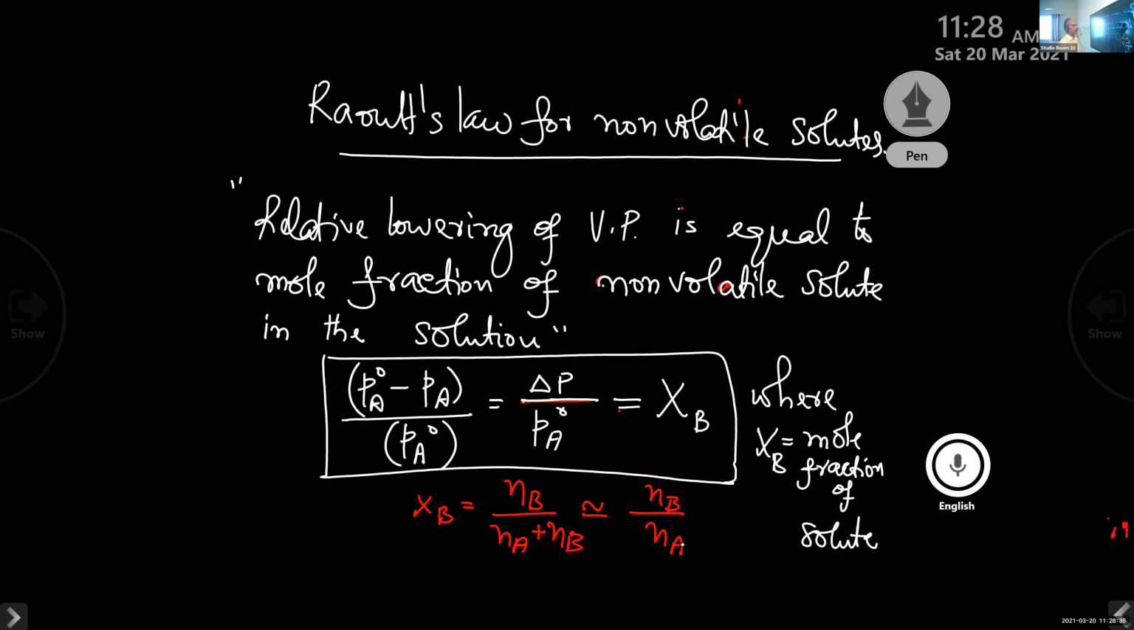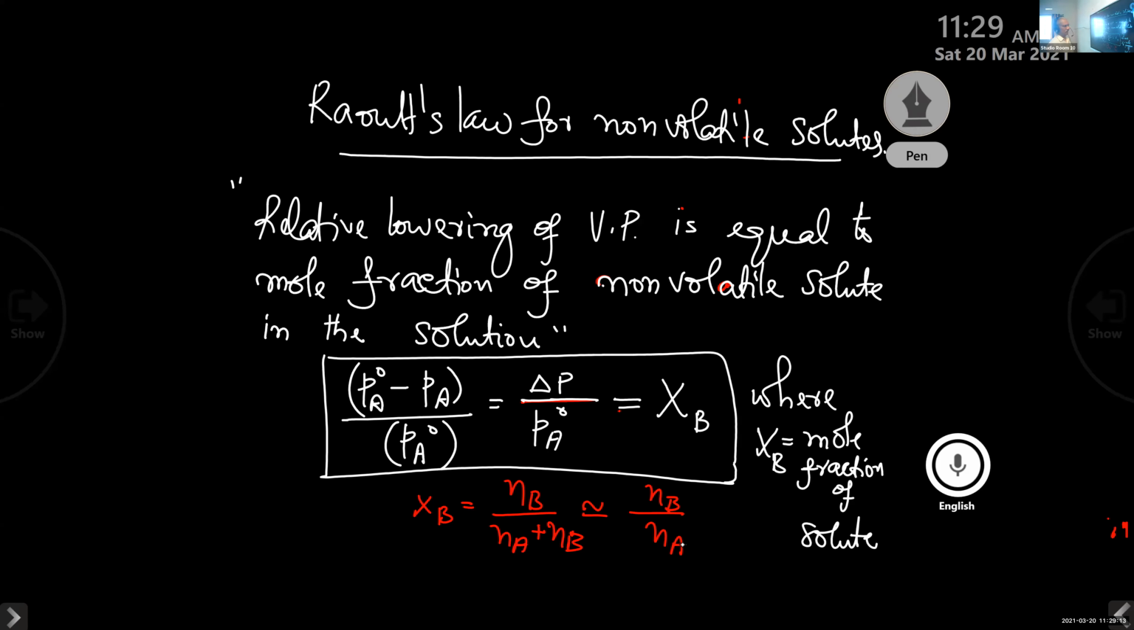Okay. Hari, Anna. You come to this. The red letters you need not write. You need not write too much in the notes. Say XB is the mole fraction of the solute. Agreed, Hari? Agreed. And what is XB? XB is equal to the number of moles of B by the total number of moles, Na plus Nb. Is it okay?